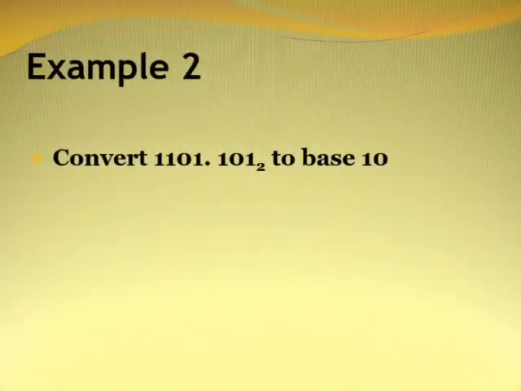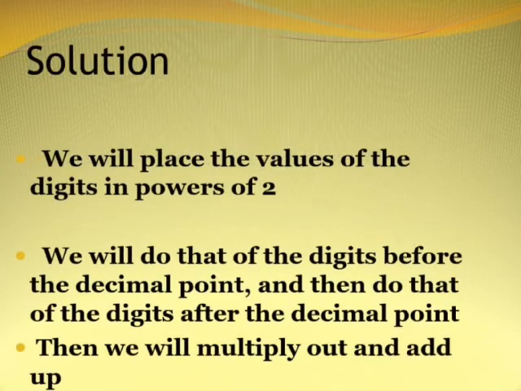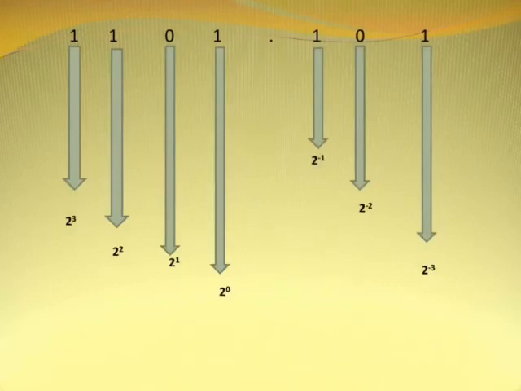Let's go to example 2. Convert 1101.101 in base 2 to base 10. Solution. We will place the values of the digits in powers of 2. We will do that of the digits before the decimal point, then we will do that of the digits after the decimal point. When we have done this, we will multiply out and add up. The place values of the numbers before the decimal point are 2 raised to power 0, 2 raised to power 1, 2 raised to power 2, and 2 raised to power 3. The place values of the numbers after the decimal point are 2 raised to power -1, 2 raised to power -2, and 2 raised to power -3.